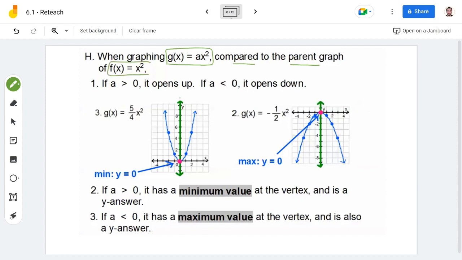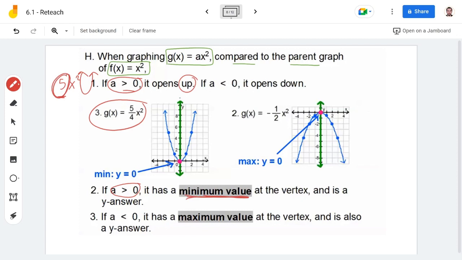So the parent graph is ax squared. Now we understand that if a is greater than 0, for example 5x squared, so 5 is greater than 0, the parabola opens up. Now, if a is greater than 0, that means we have a minimum value. Because this one is positive, we have a minimum value. We don't have a maximum.